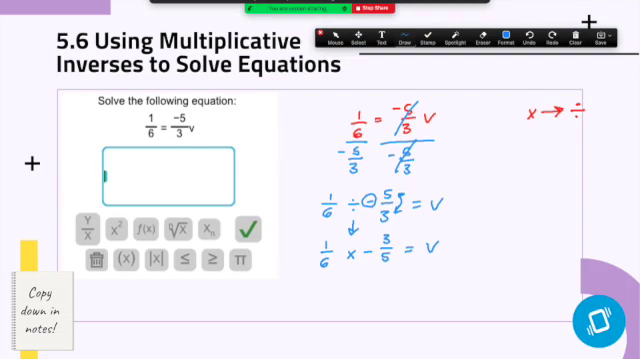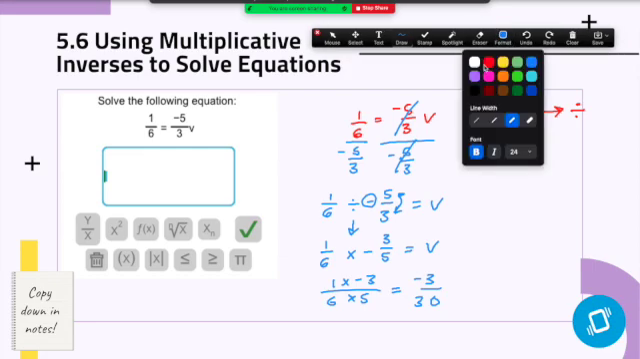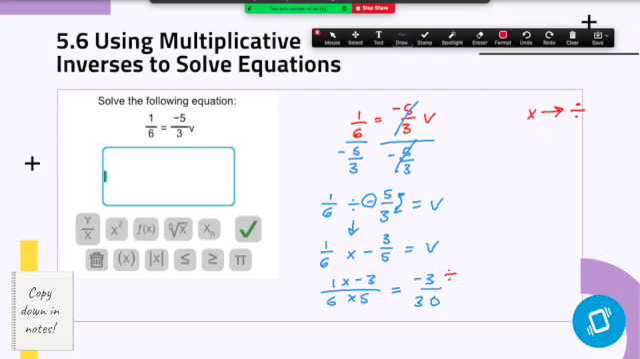And so right here, 1 times negative 3 over 6 times 5. That equals negative 3 over 30, which if we were to simplify that, I could divide both numbers by 3. And that would equal negative 1 over 10. And so that would be what v equals, negative 1 over 10. So that would be my end answer.